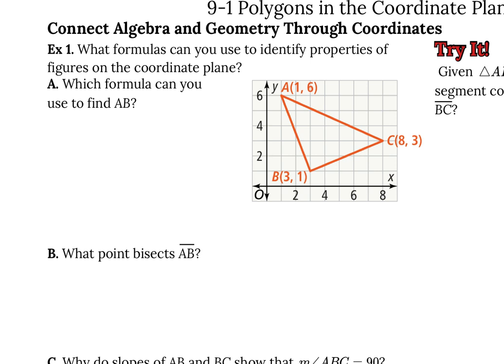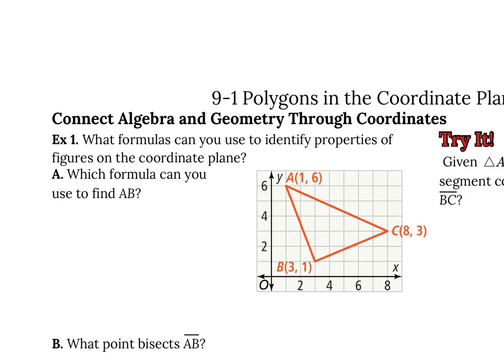All right, so on A, we are wanting to find the distance between A and B. So to do that, we would use the distance formula. And a reminder, the distance formula: you take the square root of x1 minus x2 squared plus y1 minus y2 squared.